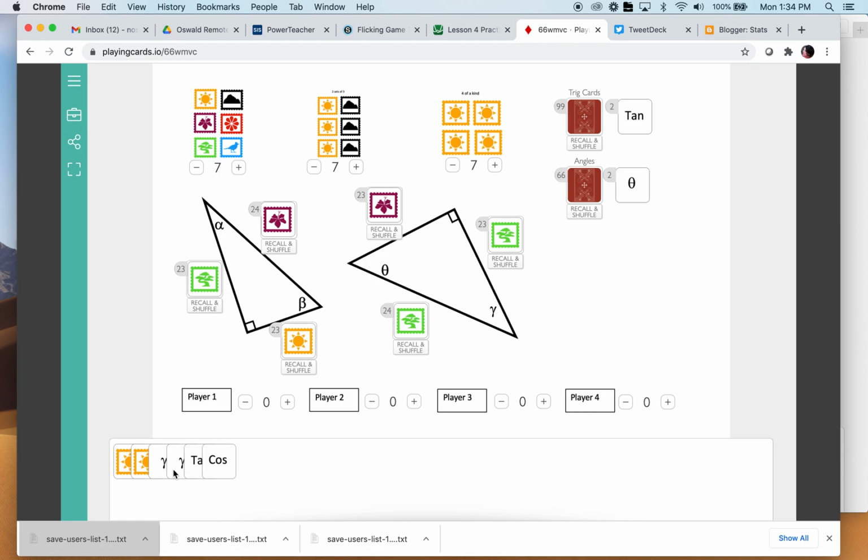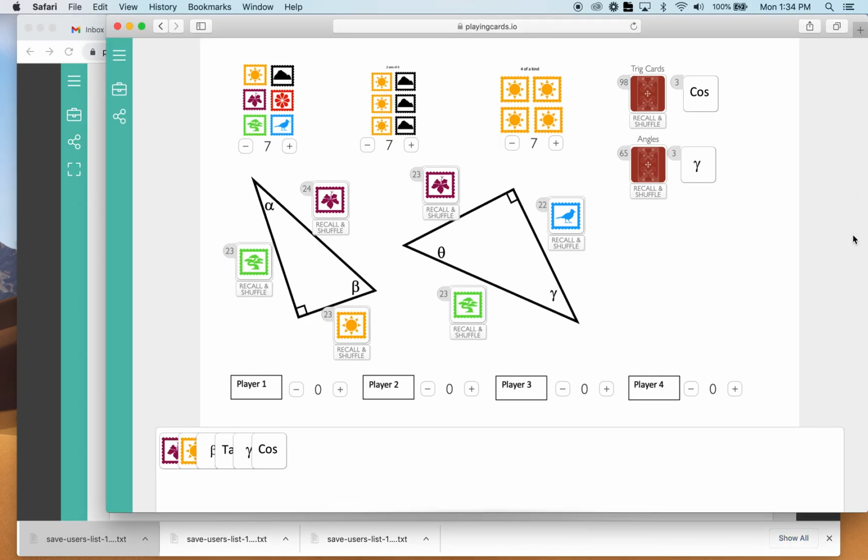All right, so I have gamma here. Both my angles are gamma. So tangent or cosine? Cosine. Cosine. Gamma gives me adjacent over hypotenuse. The reason I'm going for this one is because it has 4 stamps as opposed to 6, so I don't have to give up as many cards to get the points. Okay. Nothing to turn in yet, so it's player 2.